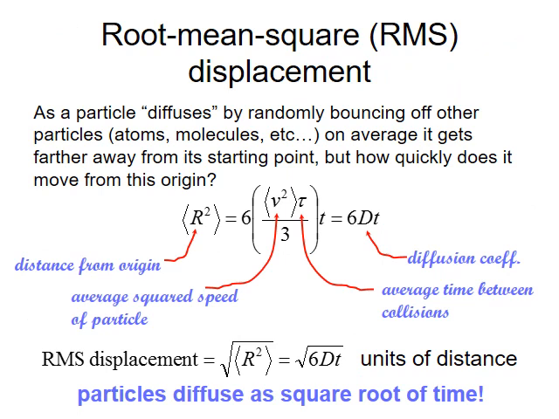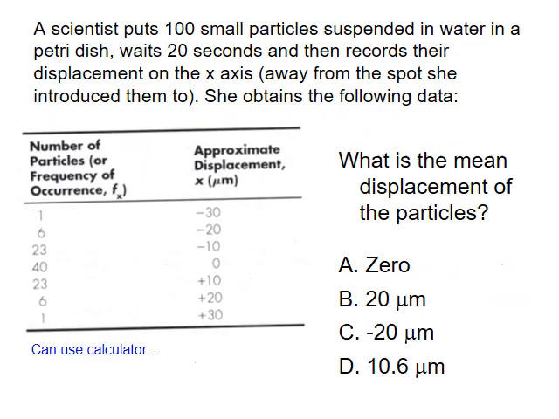This is just a summary of that again. The RMS displacement goes with the square root of time. So then a scientist puts 100, so again, try to answer this one yourself. A scientist puts 100 small particles suspended in water in a petri dish, waits 20 seconds, and then records their displacement on the x-axis. She obtains the following data. What is the mean displacement of the particles?